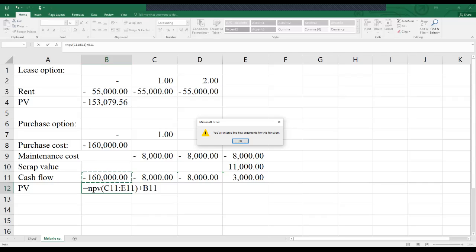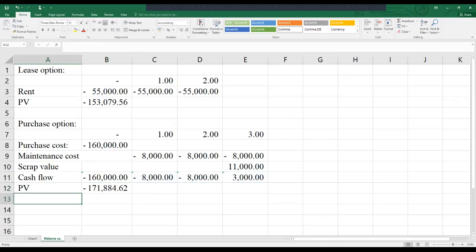You've entered a few arguments. What have I done here? I defined the cost of capital. So let me define the cost of capital as 8%. And I get 1.1884 in case we do the purchase option. John, that's clear?